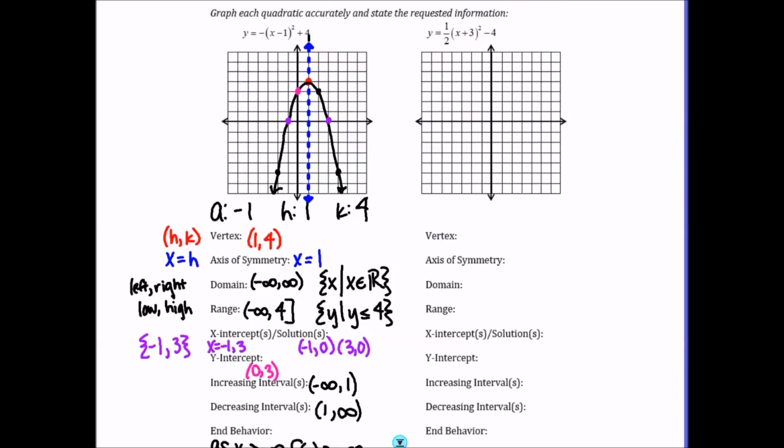Let's take a look at the next example. We have y equals 1/2 (x plus 3) squared minus 4. So if we write out a, h, and k, remember a is the number in front of the parentheses, which is 1/2. H, you have x minus h in the parentheses, so h is -3. And k is the number at the end, which is -4. The vertex is (h, k), so (-3, -4).